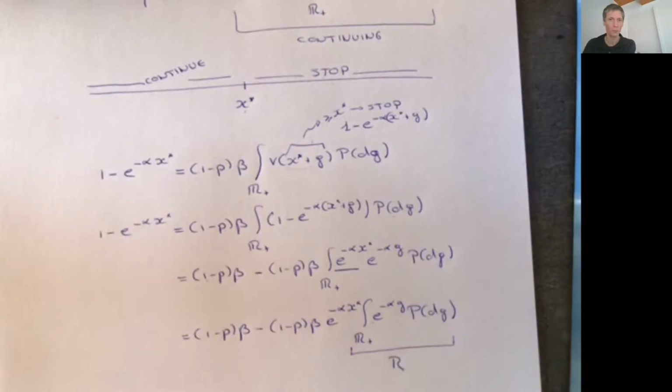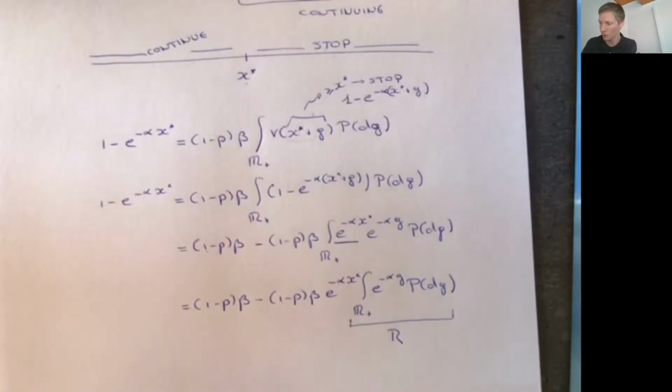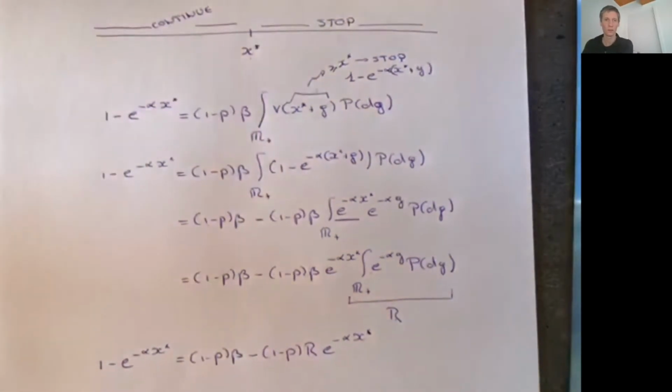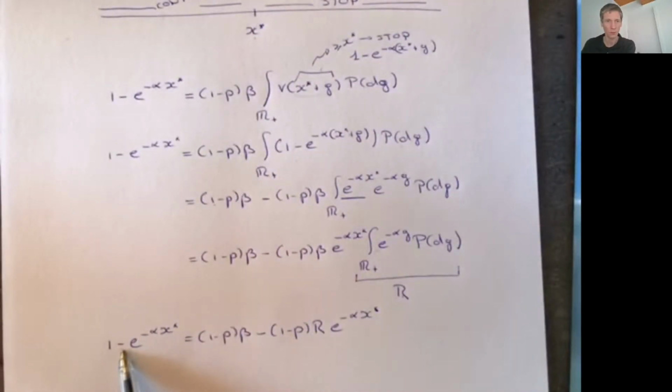It's the expected value of something that only depends on g, not on x. So let me call this r. Then I have 1 minus e to the minus alpha X star is equal to 1 minus p times beta minus 1 minus p times r. Okay, that's this number here. And then times e to the minus alpha X star. Okay, so this is the payoff of stopping. This is the payoff of continuing at X star. They should be equal to each other.